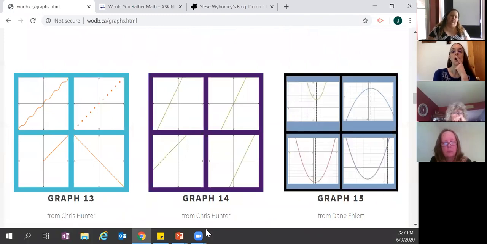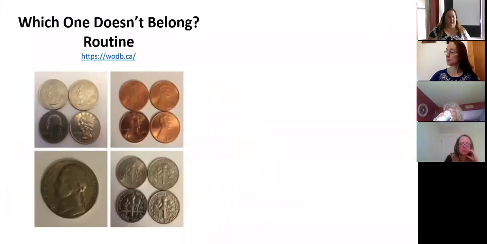So that one is the Which One Doesn't Belong routine. It's a great one, just engaging for students because they really want to figure out which one doesn't belong. Now, let's see, back to our slides.